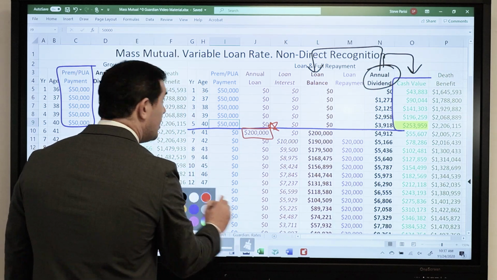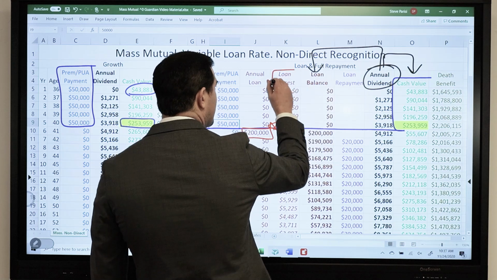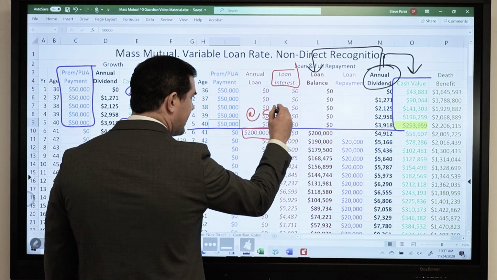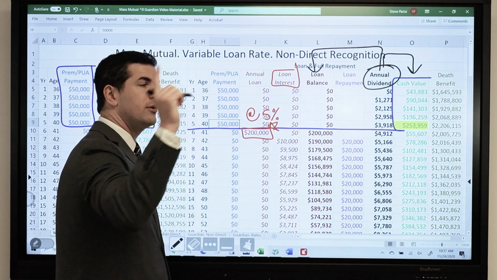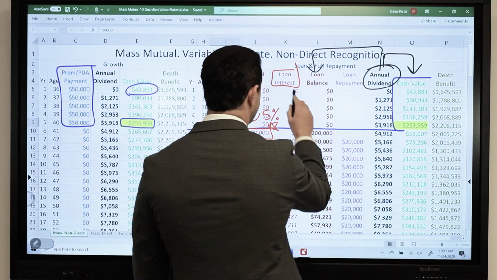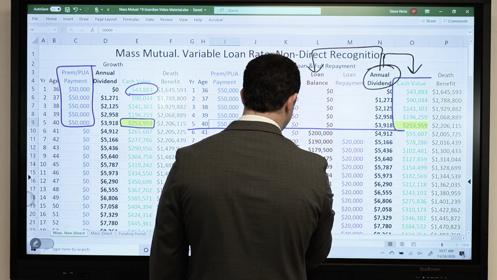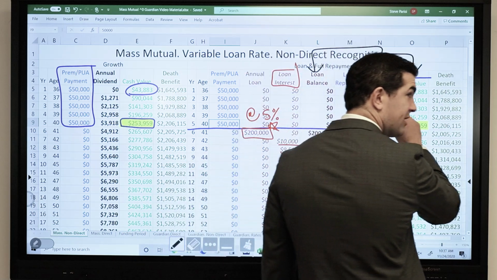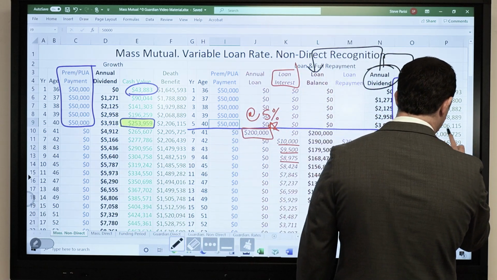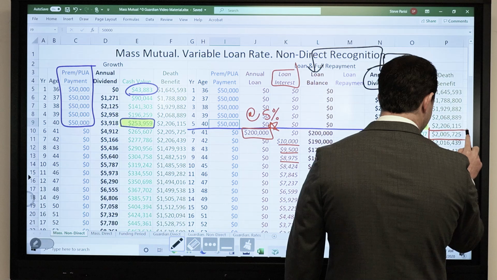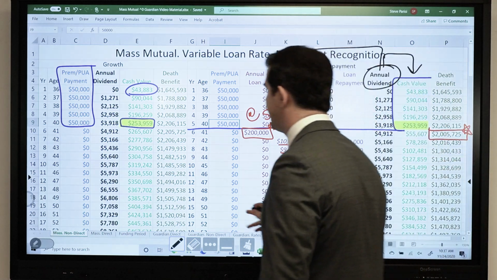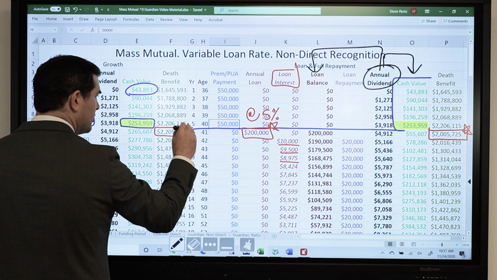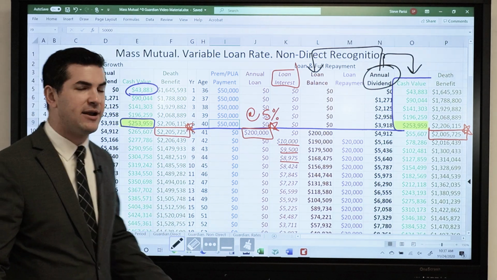1, there is a cost to borrow. So we've got the loan interest here. Direct recognition, 5%. Money goes to the insurance company. Okay, so here's the loan interest expense that goes to the company. The other way they continue to pay dividends on my entire balance is that they collateralize the death benefit. You'll see a dollar for dollar reduction in terms of the death benefit here.